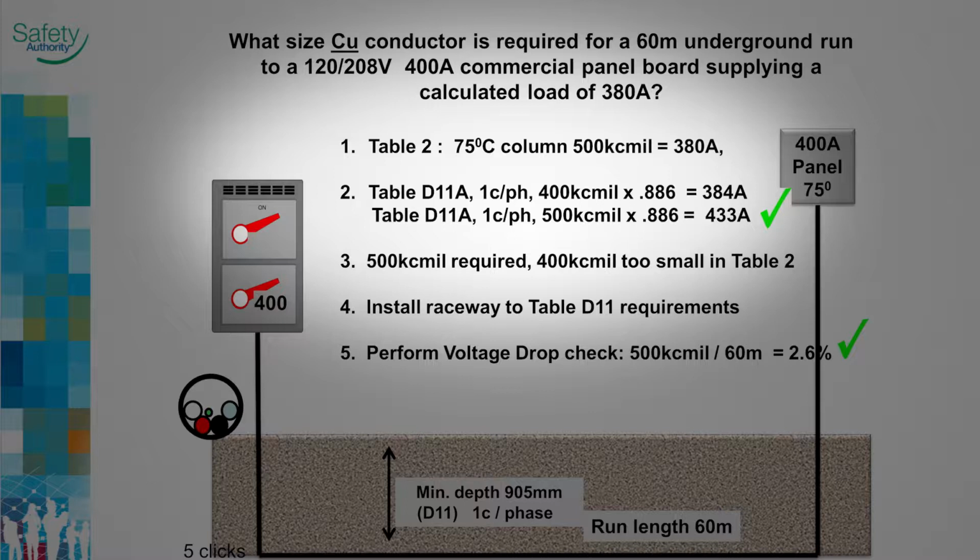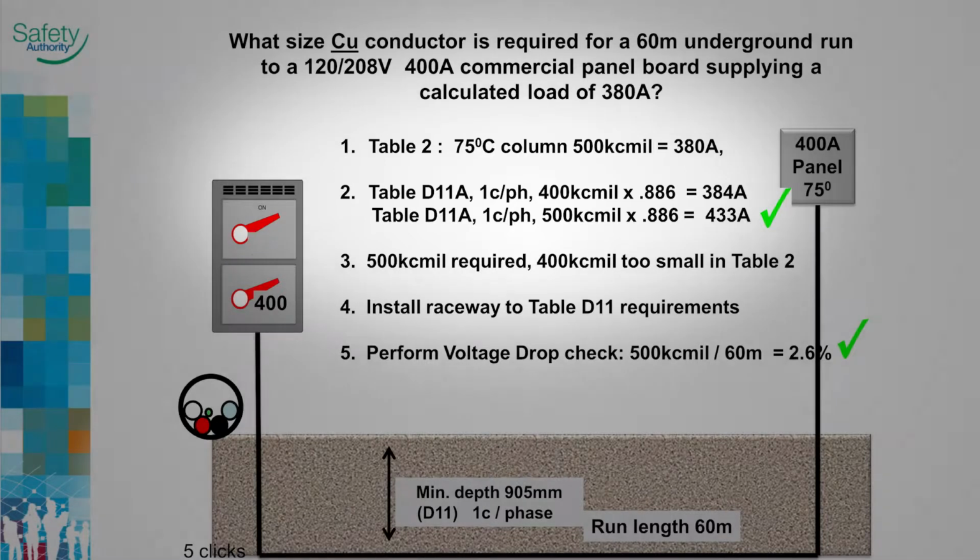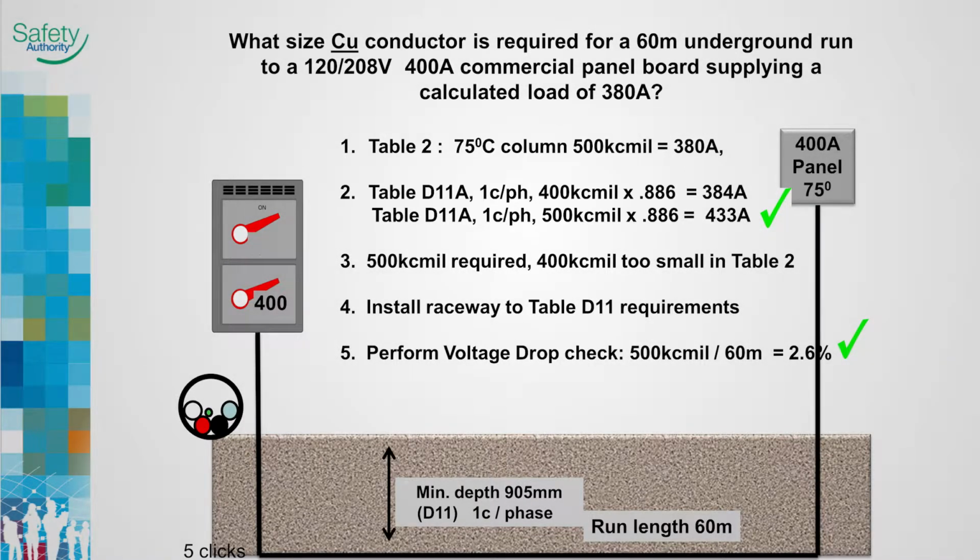In review of Table D11A, a 400 kcmil conductor allows for 384 amps. This would work for the underground portion, but not the above ground portion, as Table 2 only allows 335 amps. The allowable above ground and underground ampacities for the 500 kcmil conductors are both acceptable to supply the panel board. Accordingly, there is no transition required since the conductor is already acceptable.